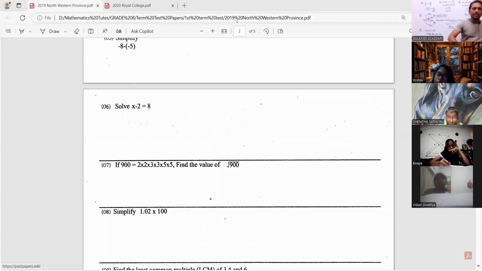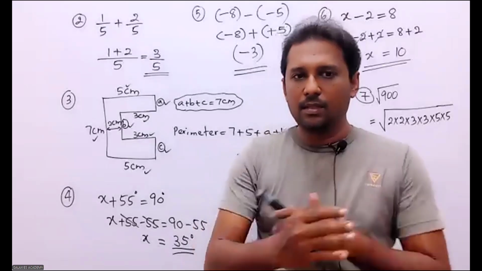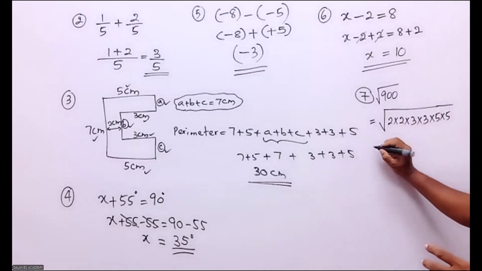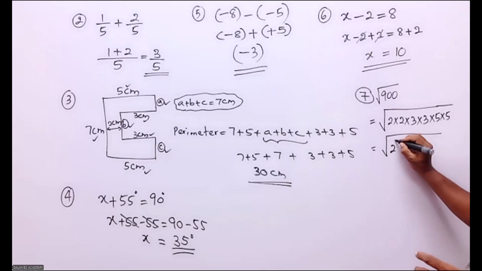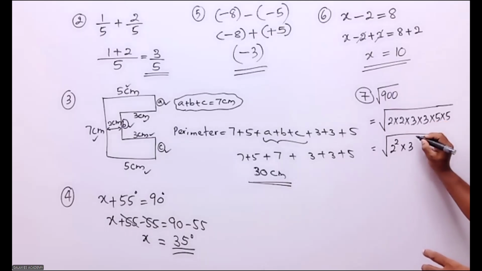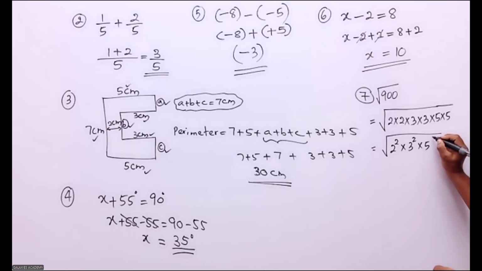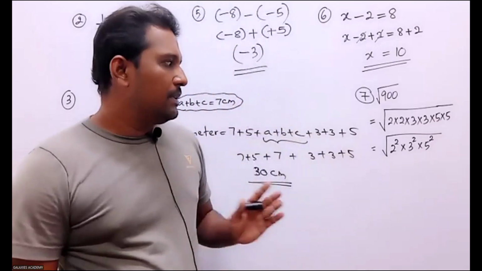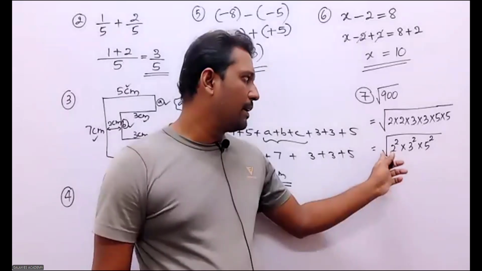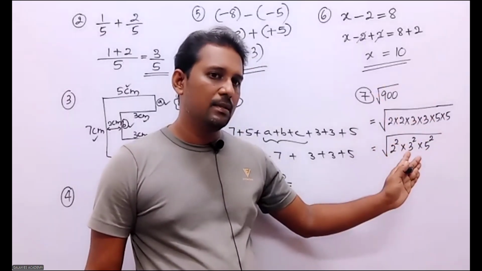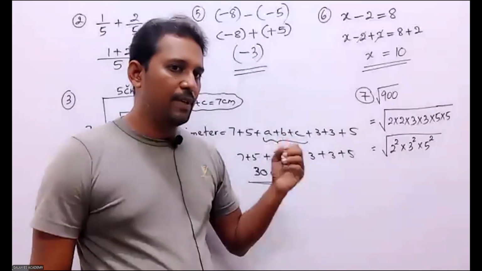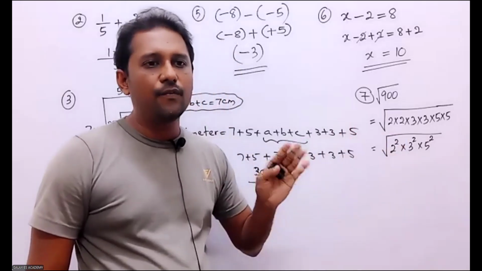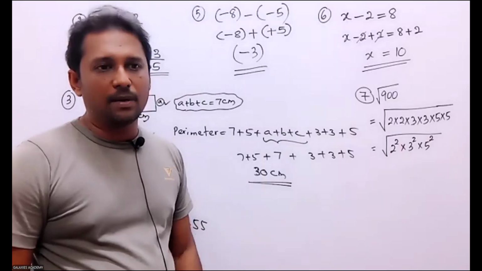Then I can also write this product, the expanded form, using the index form. Right? 2 multiply 2, how can you write it? 2 to the power 2. 3 multiply 3, 3 to the power 2. 5 multiply 5, 5 to the power 2. Right? Then do you remember how you can get the square root? You can remove this square root symbol. When you remove the square root symbol, what do we have to do? These powers you have to write as half of the index of each power.